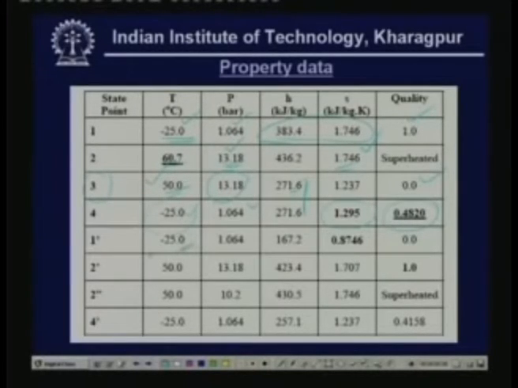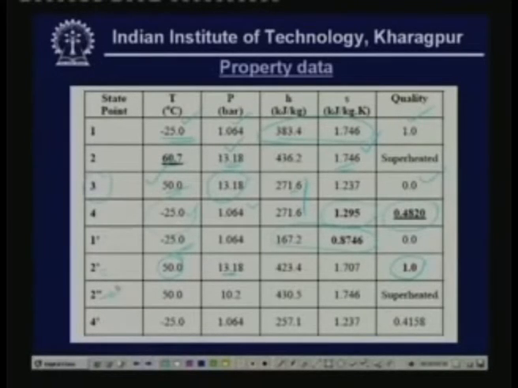And point 1 dash is saturated liquid at evaporator temperature. So, you can find out easily enthalpy and entropy. Point 2 dash is the saturated vapor at 50 degree centigrade. You can see that it is saturated vapor, quality is 1, temperature is 50 degrees, pressure is 13.18. So, you can find out the rest of the properties.